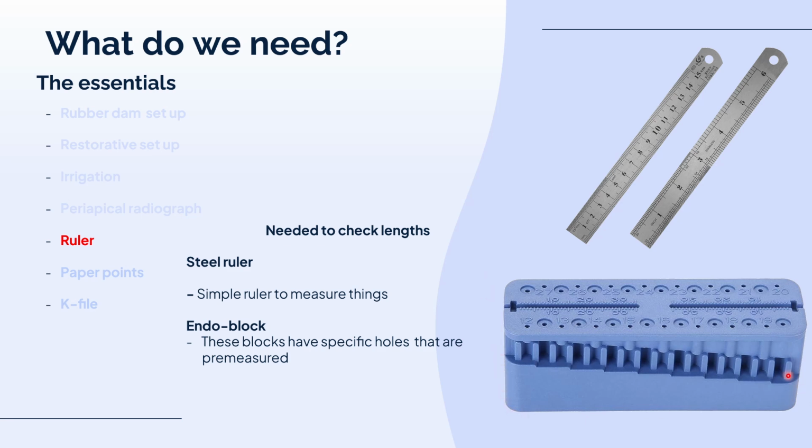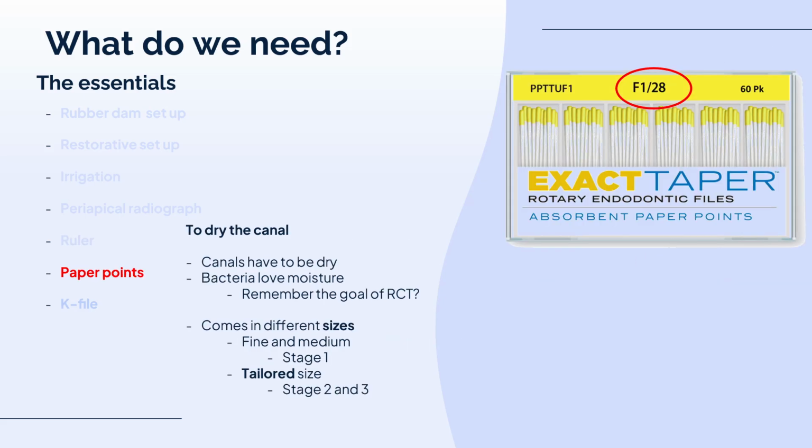I do like these because when we come to do stage 2, you can just put your file in there at the correct length. That will give you 14, 14 and a half, 15. And it also has got rulers there. These notches here are where you put your rubber stopper. And again, we'll talk about that in a minute.